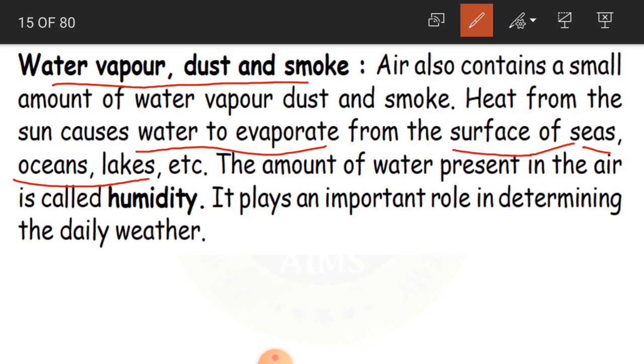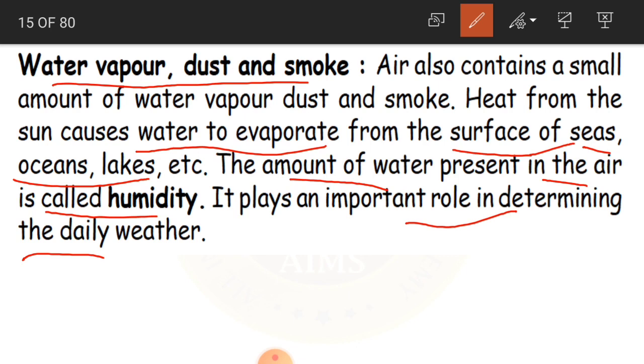Okay, and the amount of water present in the air is called humidity. So the water vapor which is generated from the heat of the sun through the water bodies, this water which is present in air is called humidity. What is humidity, children? The quantity of water which is present in the air is called humidity. It plays an important role in determining the daily weather. Even in the previous session I was telling you, some days we feel very hot.